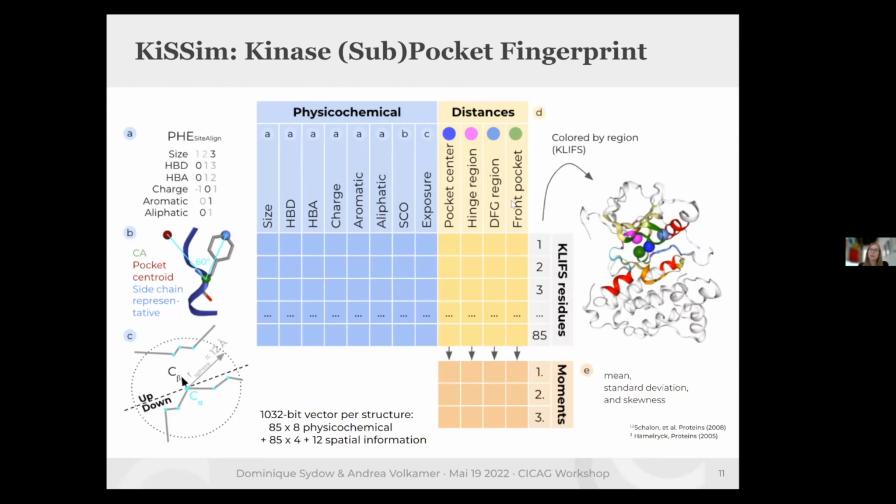And additionally, we really want to consider the spatial arrangement of the residues. And what we came up with is that we subdivided the pocket into 4 regions: the pocket center, the hinge region, the front pocket, and the DFG region. And then we calculate the distance of the residue to these pocket centers. We also calculate the mean, standard deviation, and skewness of those distances. And then we combine that to a over 1,000-bit long vector, which allows us to compare kinases, which can be used in machine learning applications and so on.